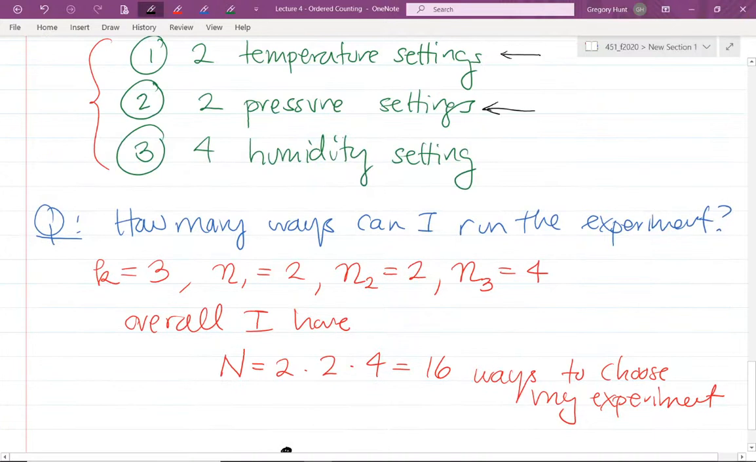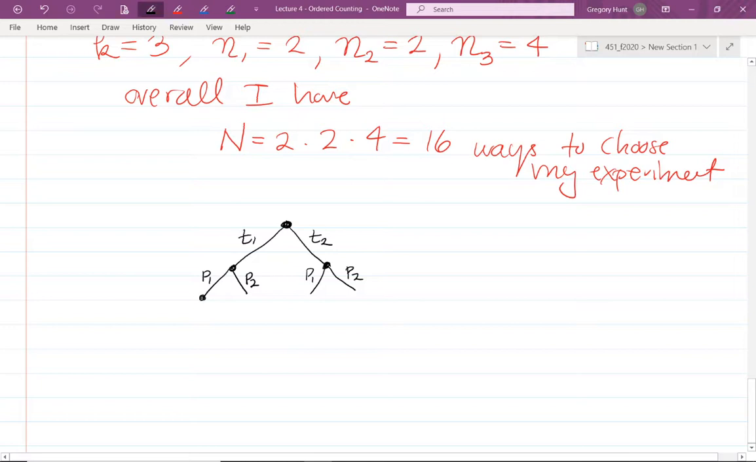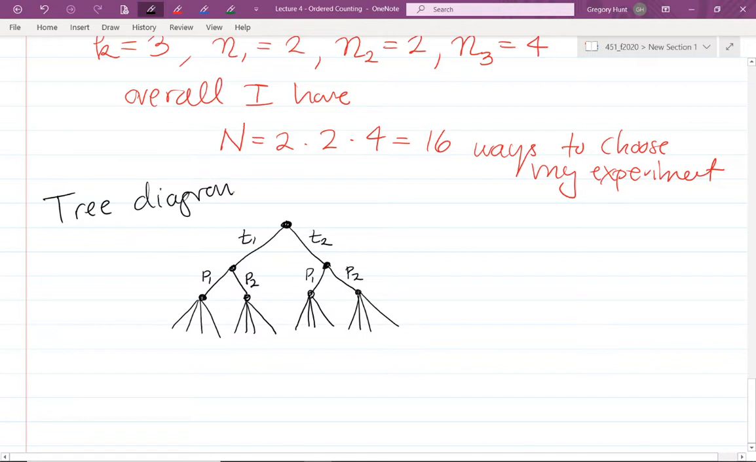And my third task is to choose one of four humidity settings. And so for each, if I choose temperature T1, pressure P1, I have 1, 2, 3, 4 ways of choosing my humidity. If I choose temperature T1, pressure P2, I also have 4 ways of choosing my humidity. I could choose temperature T2, pressure P1, I would get 4. And similarly, if I choose temperature T2 and pressure P2, I still have 4 ways. So this is my tree diagram for counting.